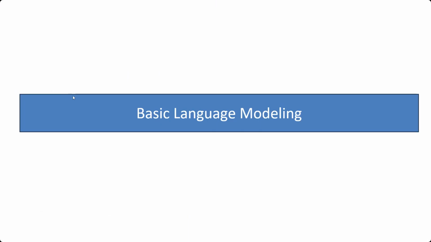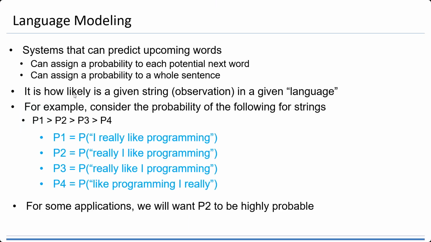So the basic language modeling: what is language modeling? We can see that language modeling means it is a system that can predict upcoming words. So I can know what will be the next word. We can see the assignment by looking at the probability. So we can assign a probability to its potential next word. And we can assign a probability to a whole sentence.